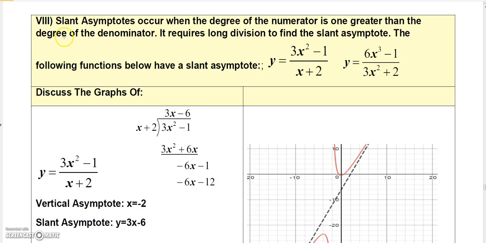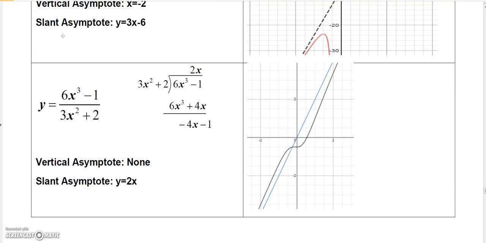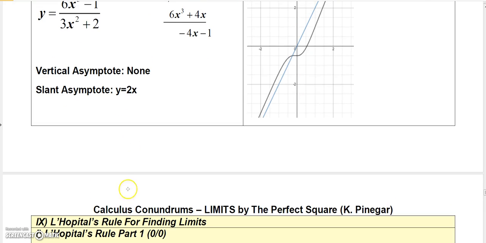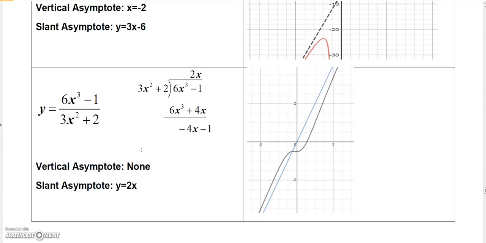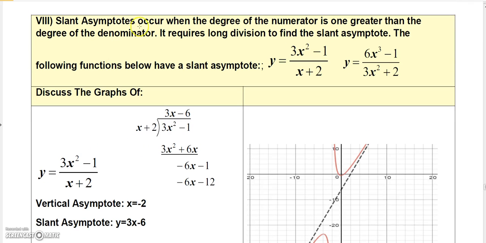I'm going to talk to you now about slant asymptotes, and let me just remind you where you're at. You're at Calculus Conundrums on limits by the Perfect Square, which is me. Okay, now we're going to talk about slant asymptotes here, and I just want to show you a couple of examples.